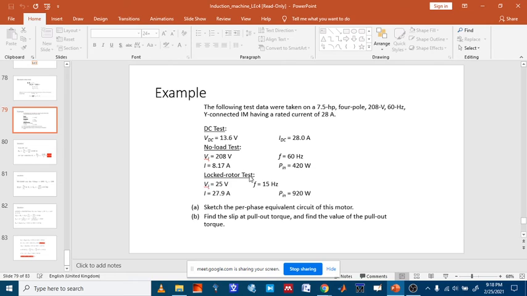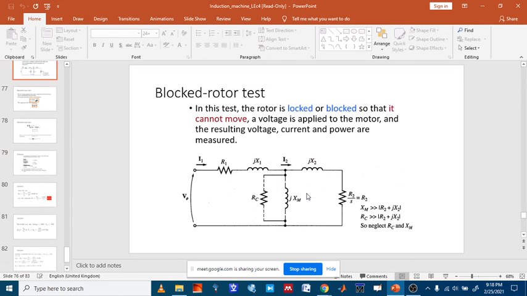The lock rotor test, VL, was given to be 25 volts. The line current was given to be 27.9 amps. Frequency was given to be 15 hertz. P in was given to be 920. Therefore, you can calculate the power factor, cos phi.